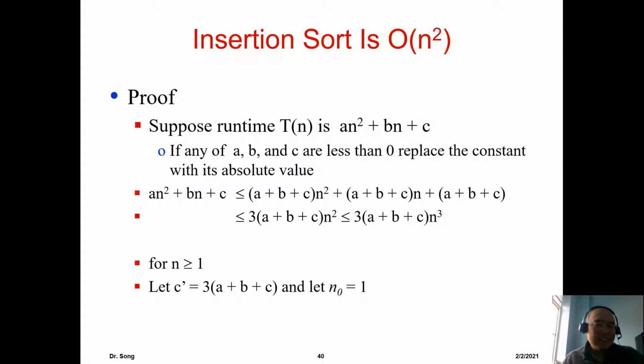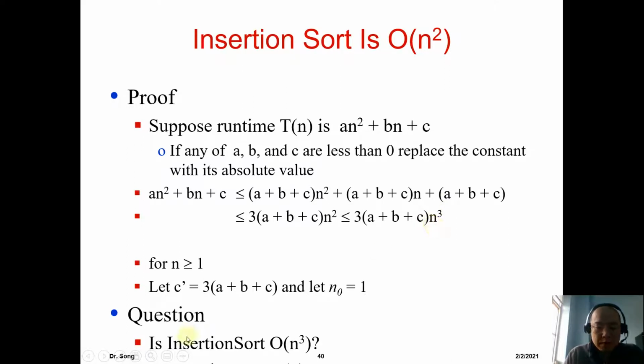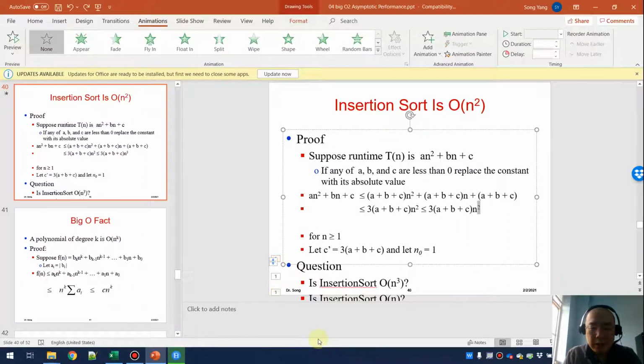So in this case, instead of saying it is O of n squared, we still have the same polynomial, the same constant c, and the same constant n0. However, now we have n cubed instead of n squared. So the question is, is insertion sort O of n cubed? The answer is yes. Because the rule is, if we want to increase it to a higher degree of polynomial, we can still make it.